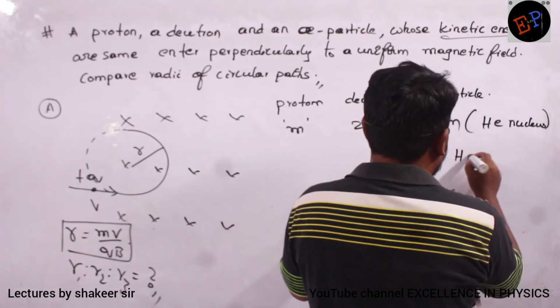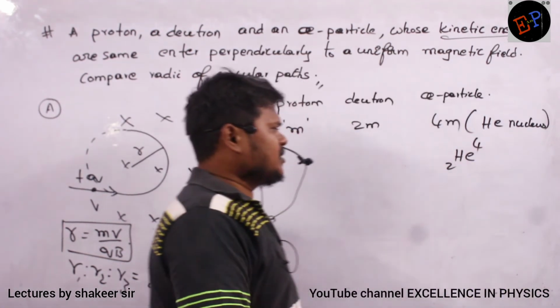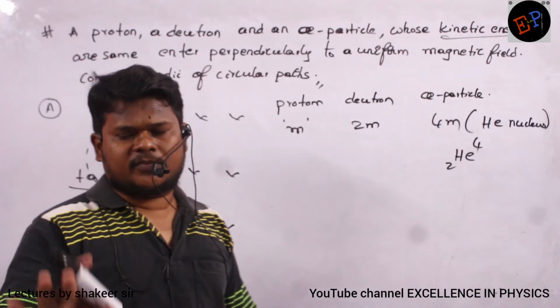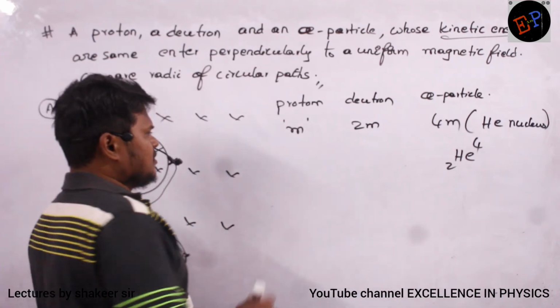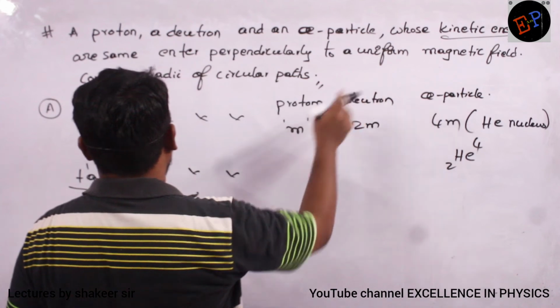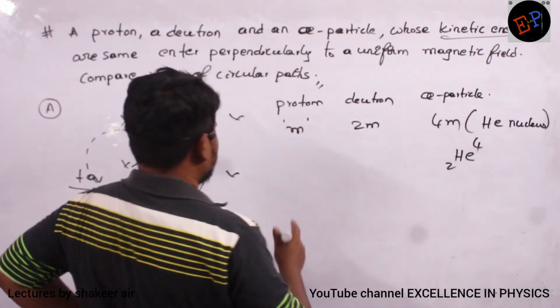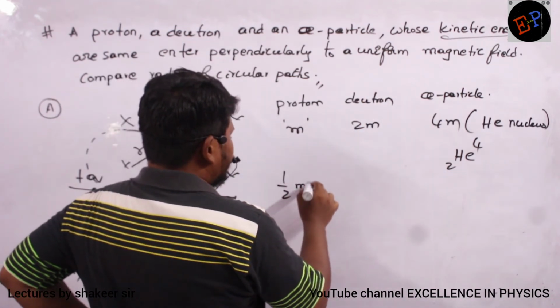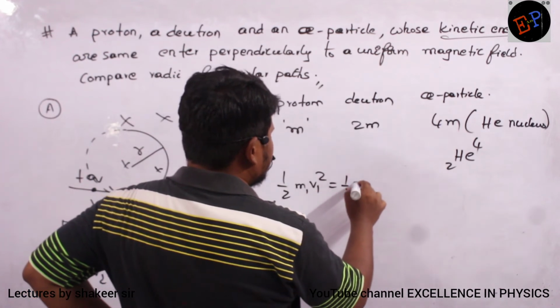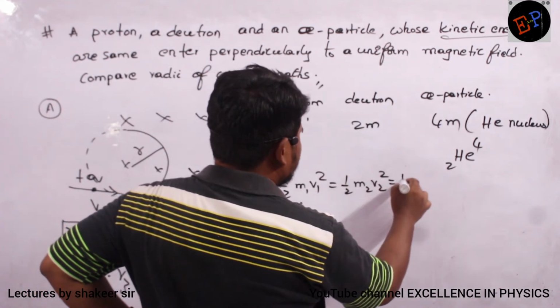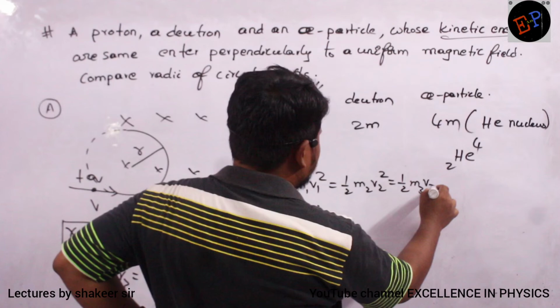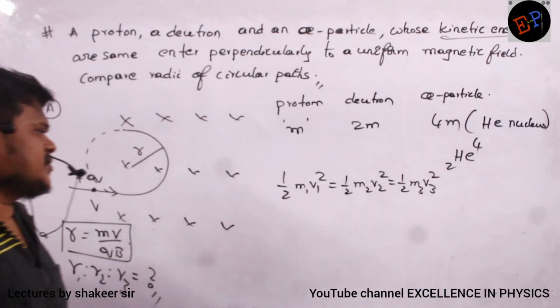Okay, so helium is 2, 4. Therefore its mass number will be 4 times that of a proton. Are you able to understand? So these are the respective masses, and the kinetic energies are given equal. So I will write half m1 v1 square is equal to half m2 v2 square is equal to half m3 v3 square. These are the kinetic energies which are given.